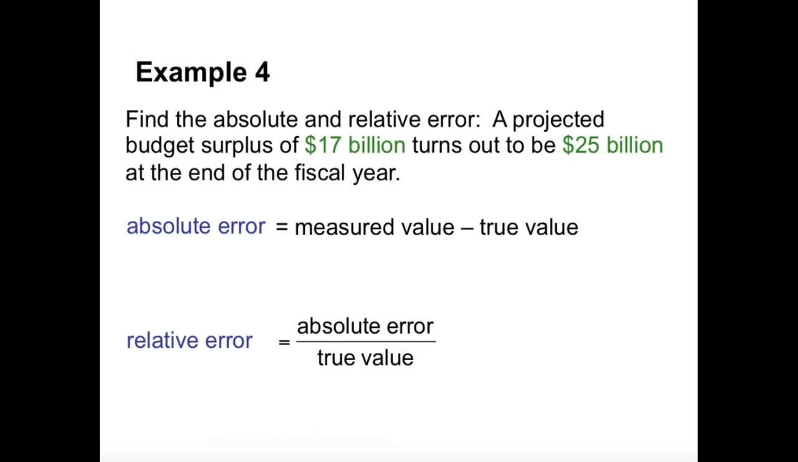All right, so to find the absolute error, we'll take the 17 billion and subtract the 25 billion. That's going to give us negative $8 billion in absolute error.